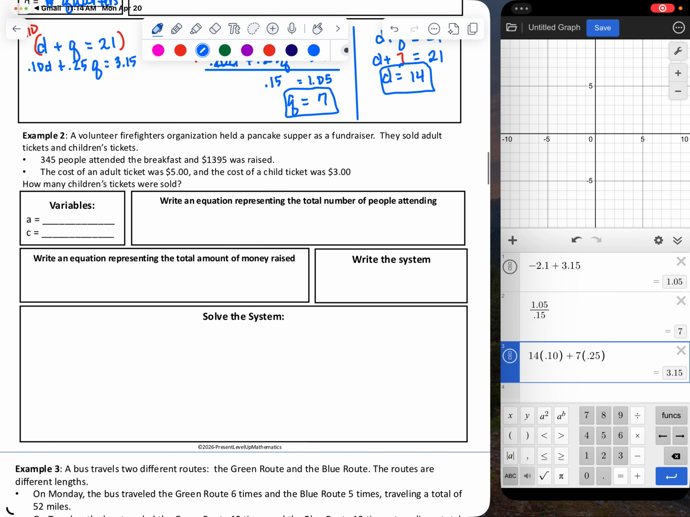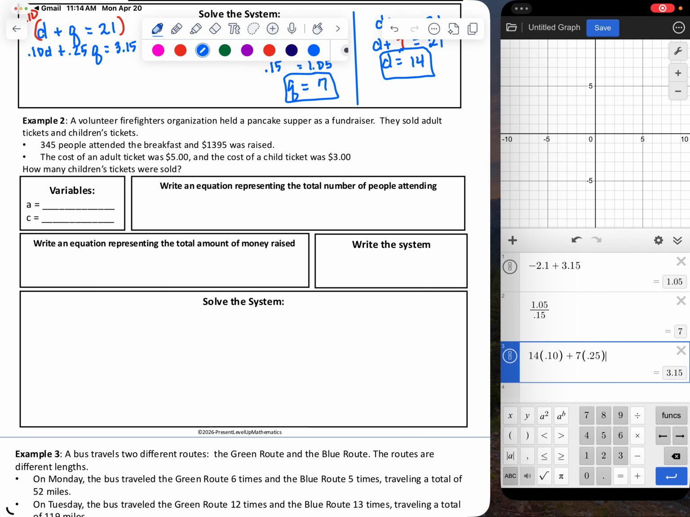In example 2, a volunteer firefighters organization held a pancake supper as a fundraiser. They sold adult tickets and children's tickets.